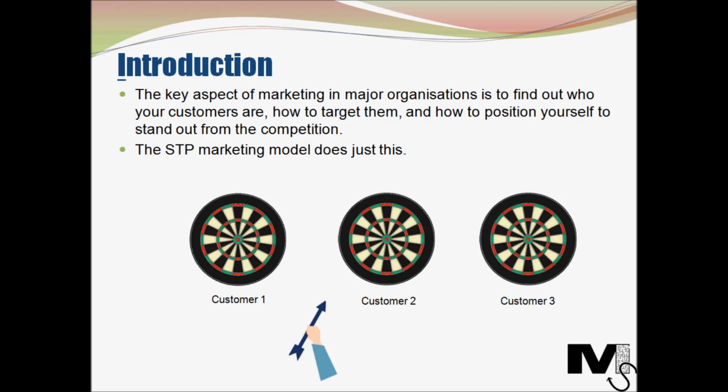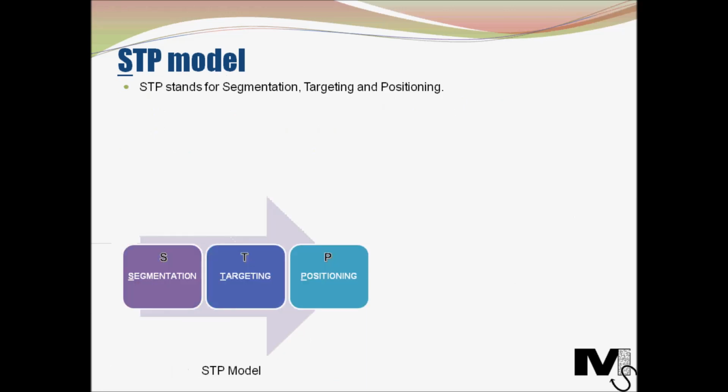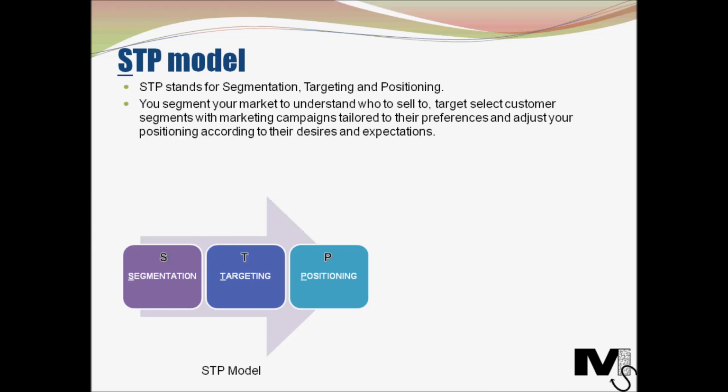In this tutorial, we are going to understand what the STP model is and look at examples to understand how it can be implemented. STP stands for segmentation, targeting, and positioning. In a nutshell, the STP marketing model means you segment your market to understand who to sell to, target select customer segments with marketing campaigns tailored to their preferences, and adjust your positioning according to their desires and expectations, or make it appealing to your target market.